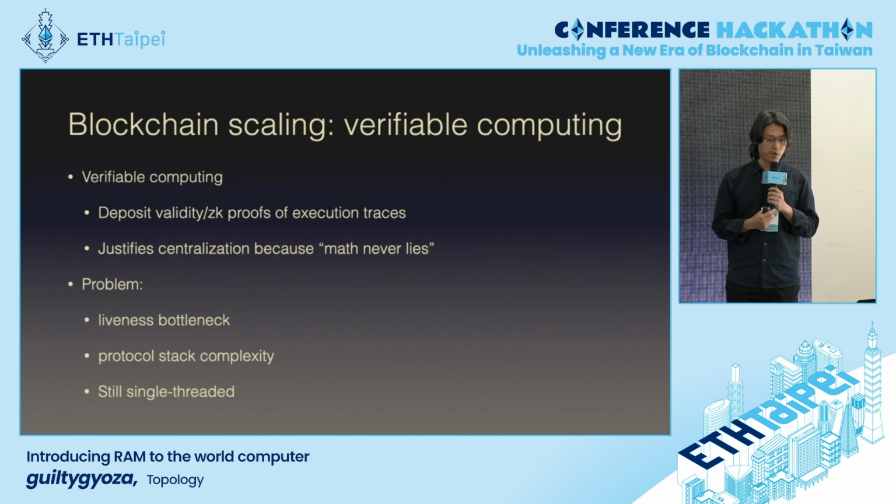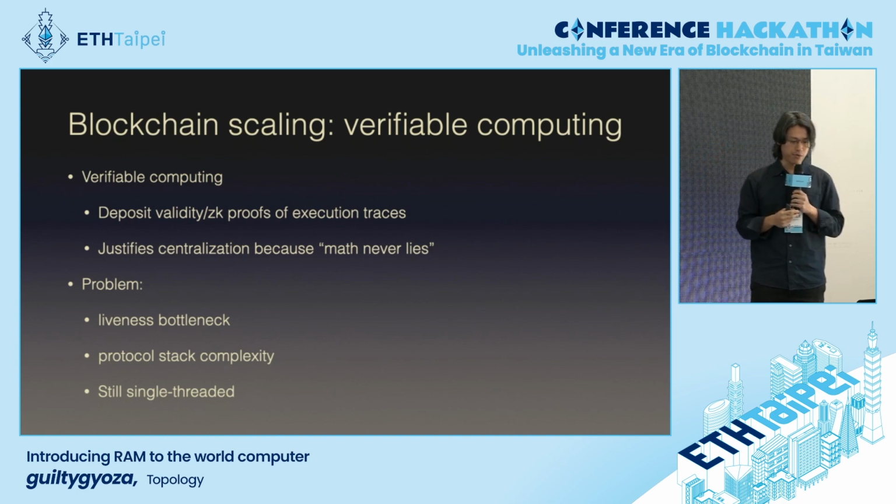So that gives you the ZK rollups. Verifiable computing basically allows these application threads to deposit traces, compressed mathematically by the ZK proof, on the parent thread. And additionally, this justifies that sequencers can now operate in a centralized way. Provers can also operate in a centralized way because math never lies, and so nothing wrong can ever be deposited to the parent thread. So that is the assumption.